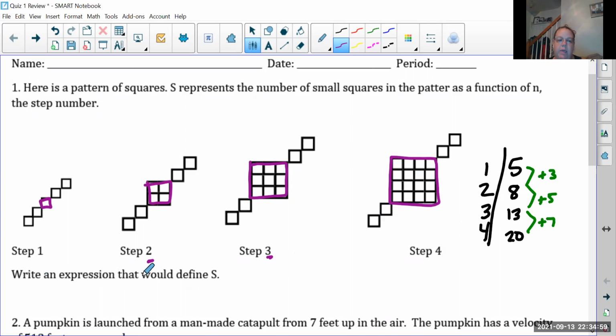So when we want to write an expression that would define S, we're going to do S equals, and notice that it says use n. So we're going to use the n as our variable, n squared. That represents the big squares in the middle, and then plus 4, because every time we're adding 4, the number that we're adding is not changing. So we're not going to use the n anywhere with that 4 because every single time they're adding just 4. So then the expression is S equals n squared plus 4.